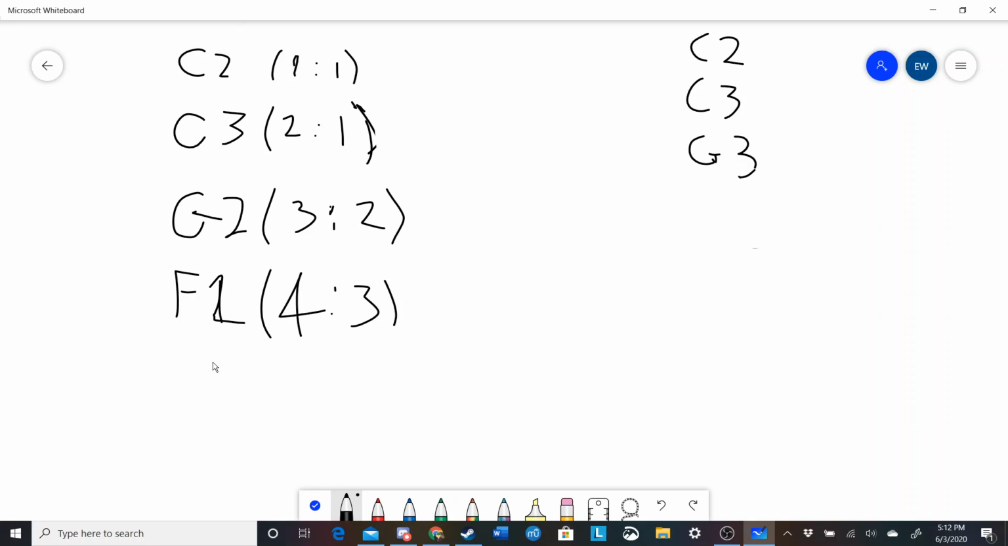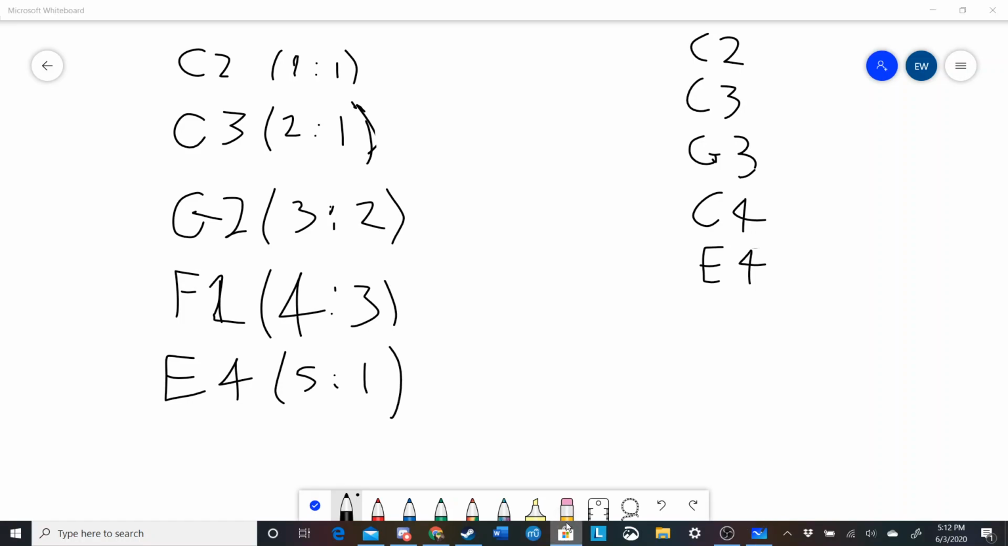Now, if we follow the overtone series a little bit farther, we get that E4 is the fifth overtone. So E4 would be 5-to-1. And if we lower this by 2 octaves, we would get E2 is not 5-to-1, but 5-to-4. I'm going to rewrite those 2's. They're kind of bad. All right. So now we have a couple really nice intervals we can start to work with.